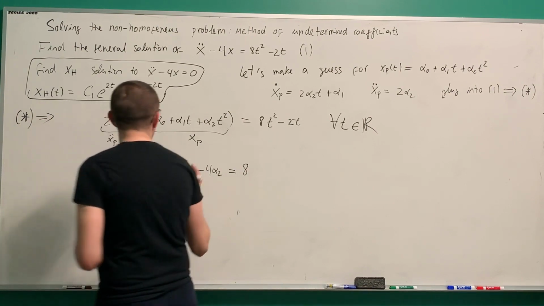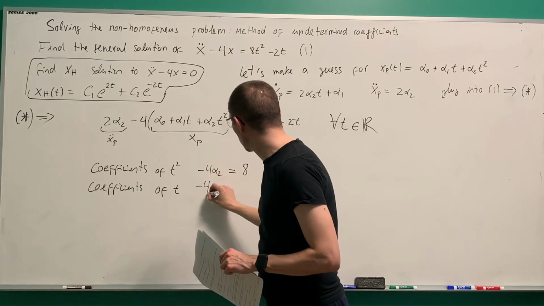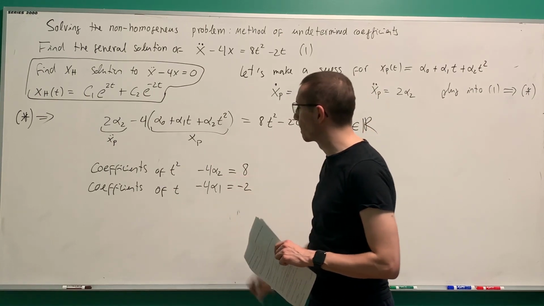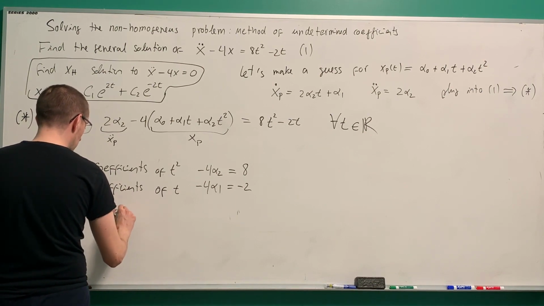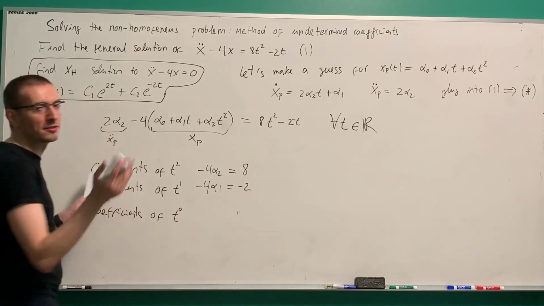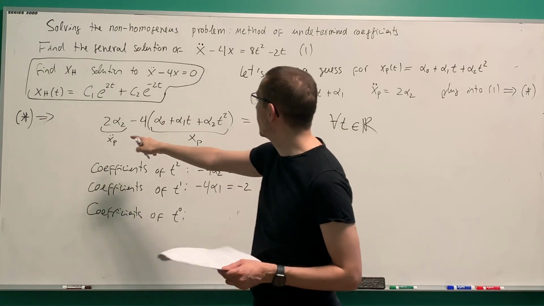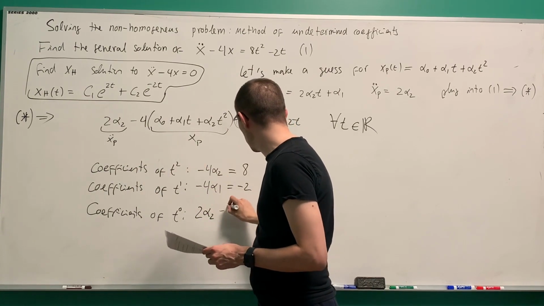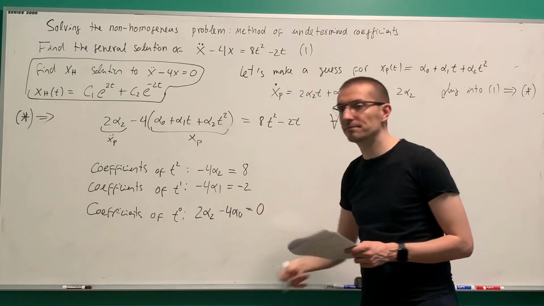Now, coefficients of t. On the left, I only get minus 4 times alpha 1. That's the only thing that multiplies t on the left. On the right, minus 2. Wonderful. And now the coefficients of t to the 0, the independent terms. On the left, we get 2 alpha 2 minus 4 alpha 0. And on the right, there are no independent terms, so it's a 0.